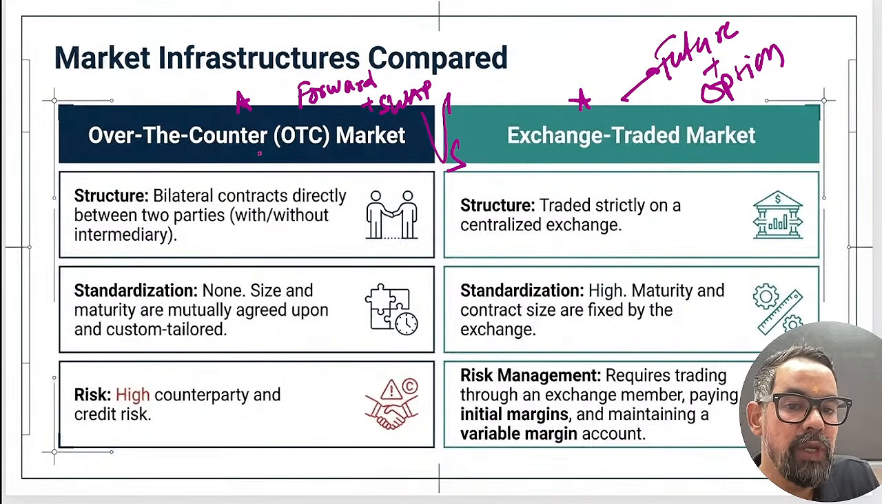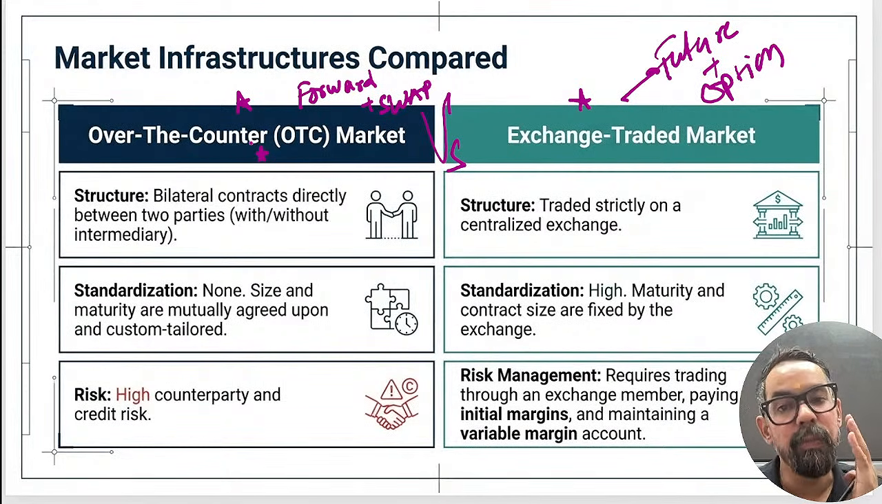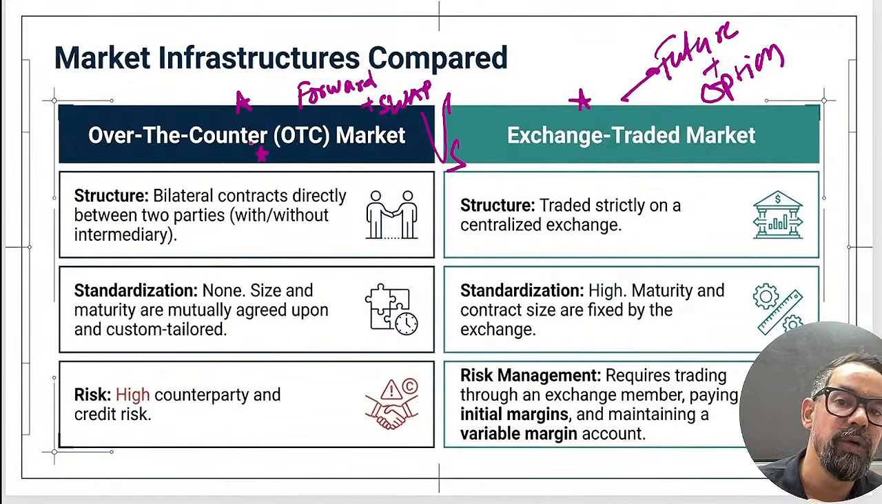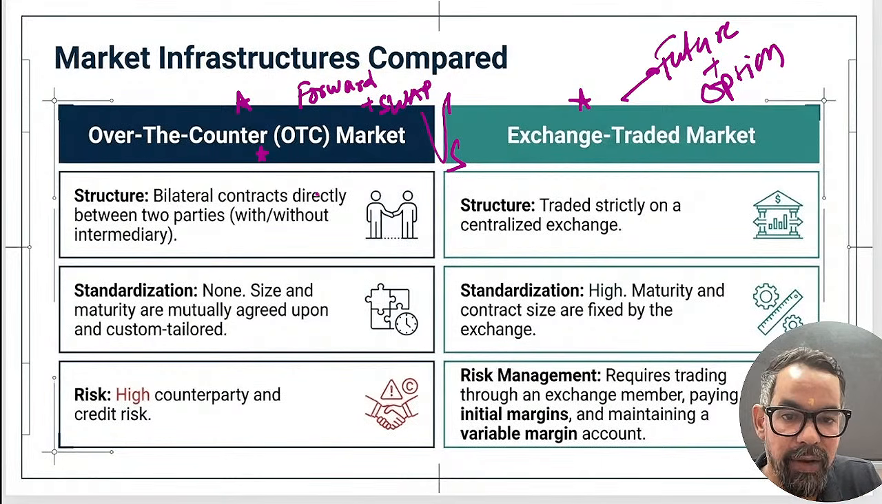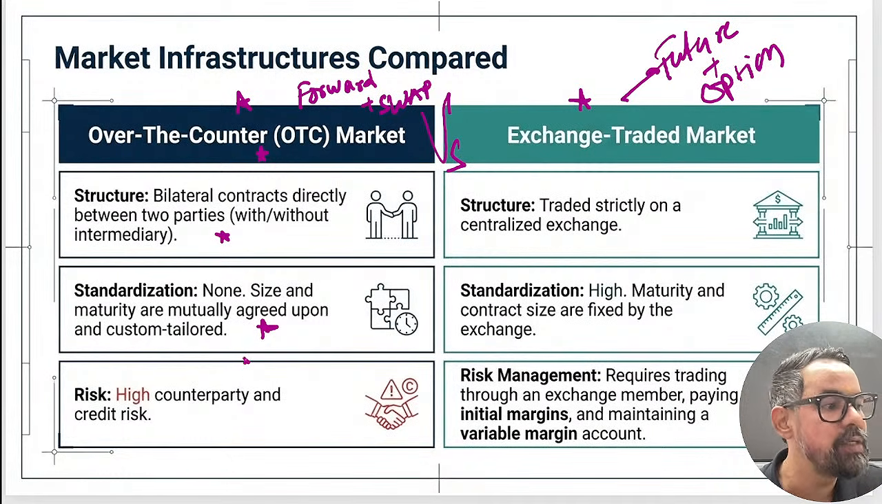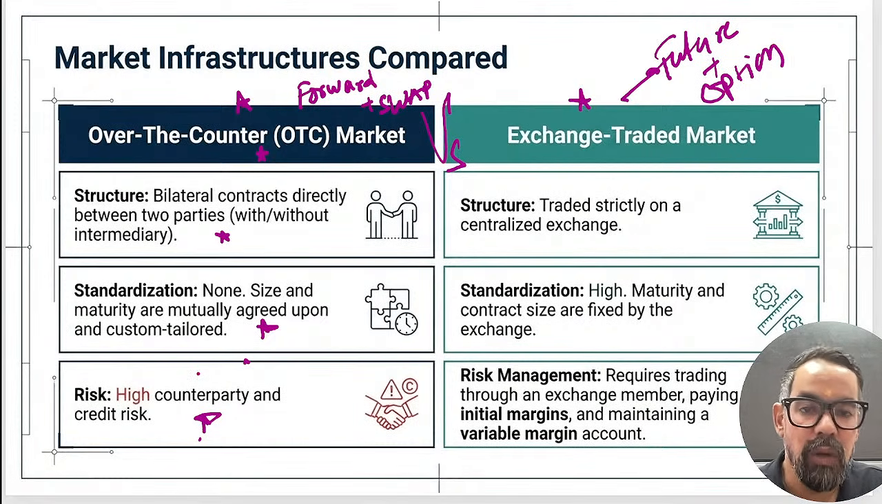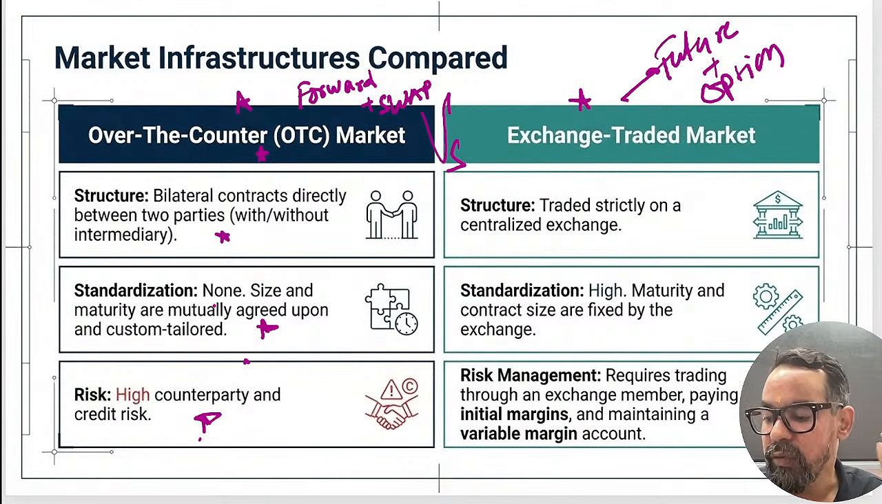OTC contracts are private contracts, privately negotiated between the parties. Parties are like a bank and the customer, like an exporter. It is a bilateral contract directly between two parties, with or without an intermediary. Standardization is none, meaning they are customizable. The size and maturity are customized according to the need of the parties. High counterparty risk is involved. The other party can walk out sometime, or if they do not fulfill the obligation at the time of delivery, there will be a problem.